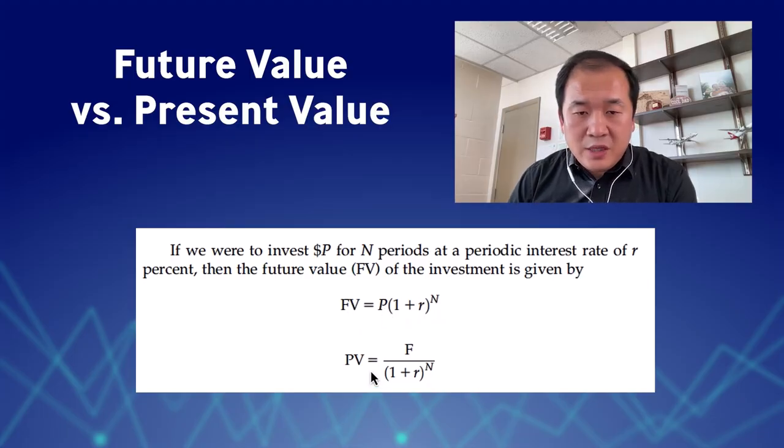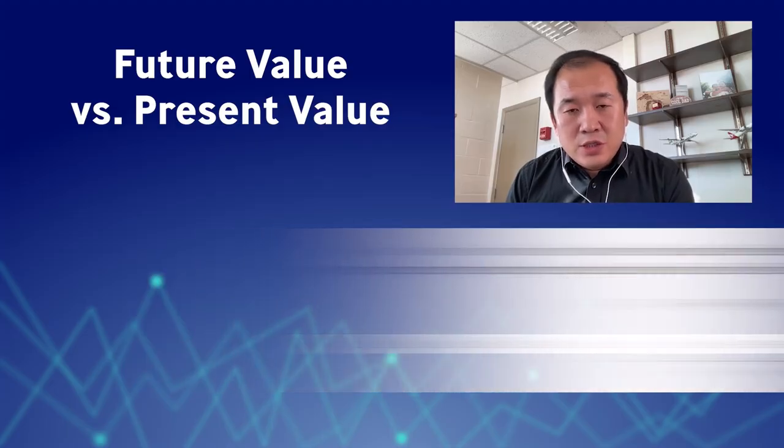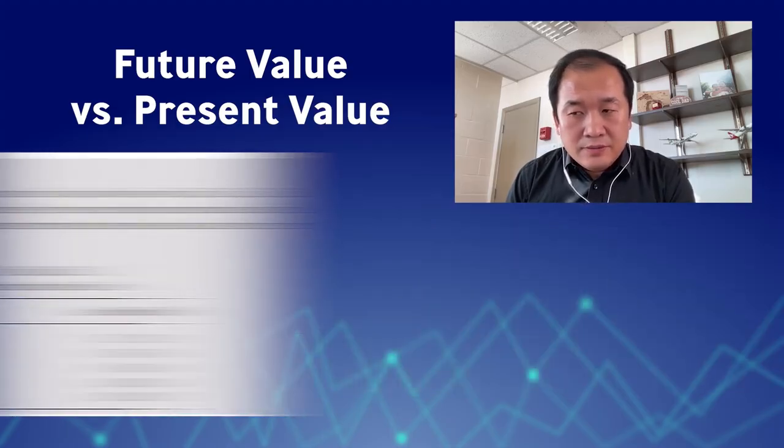Or alternatively, you can convert back from future value to present value by dividing the future value by 1 plus R to the power of N. Right? So then we'll be able to convert between the future value and present value of your capital. And this is easily done in Excel.